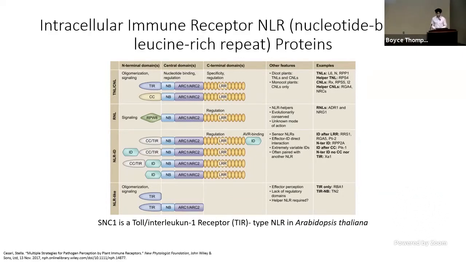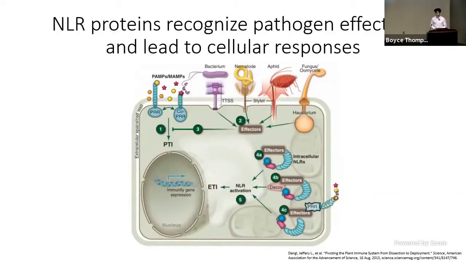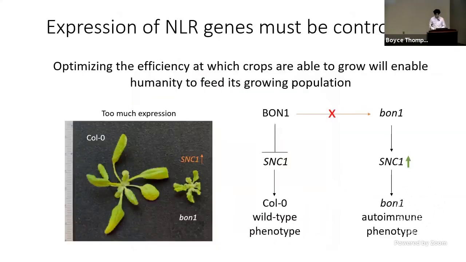So continuing onwards, the function of NLR proteins is to recognize pathogen effectors and lead to cellular responses. As you can see up here, effectors enter here and they are recognized in the cytoplasm by the NLRs, and this leads to NLR activation and ETI, or effector triggered immunity. So our study is about how the expression of NLR genes must be controlled.